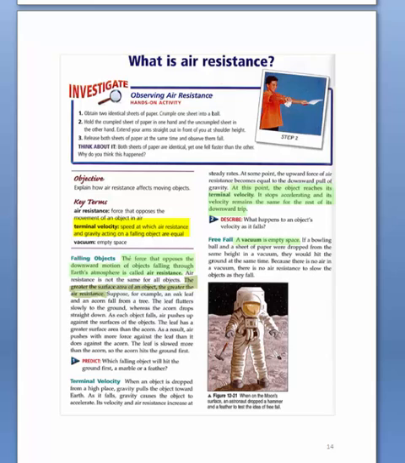Terminal velocity. Speed at which air resistance and gravity acting on a falling object are equal. Vacuum. Empty space.